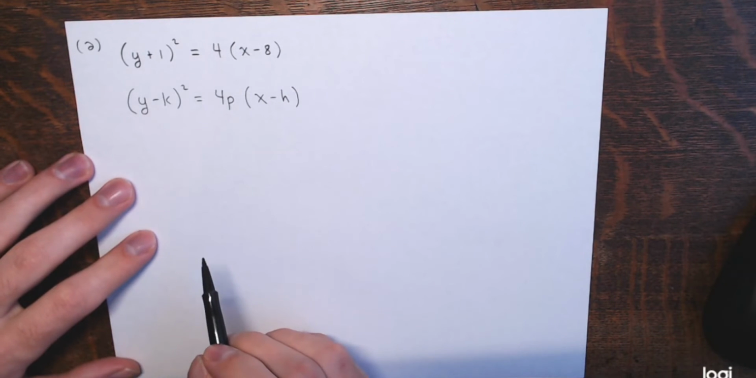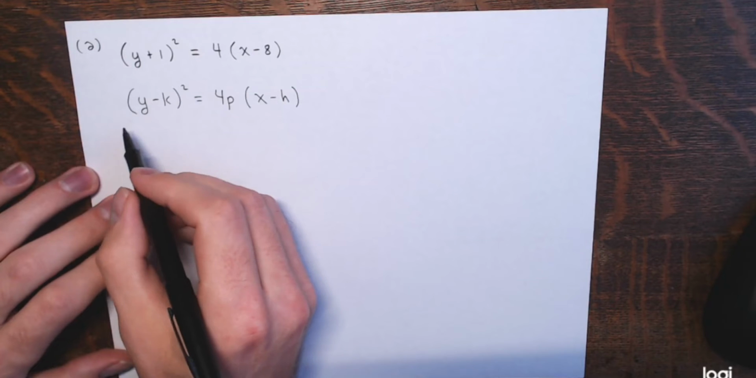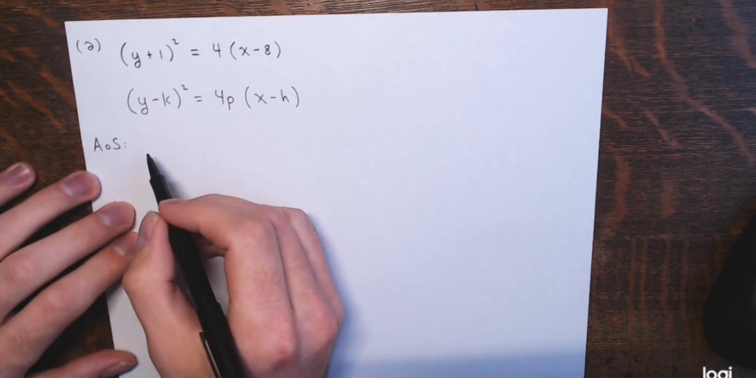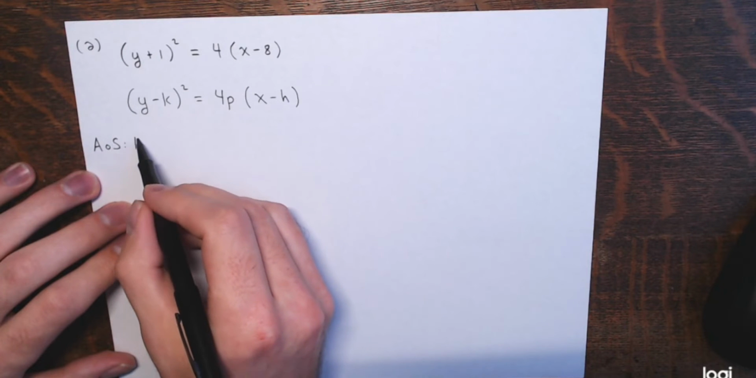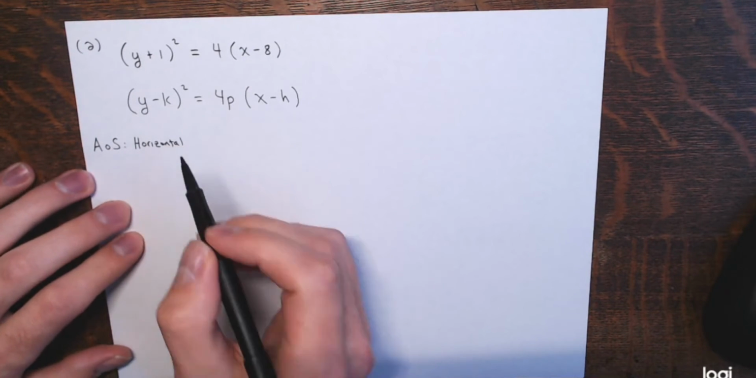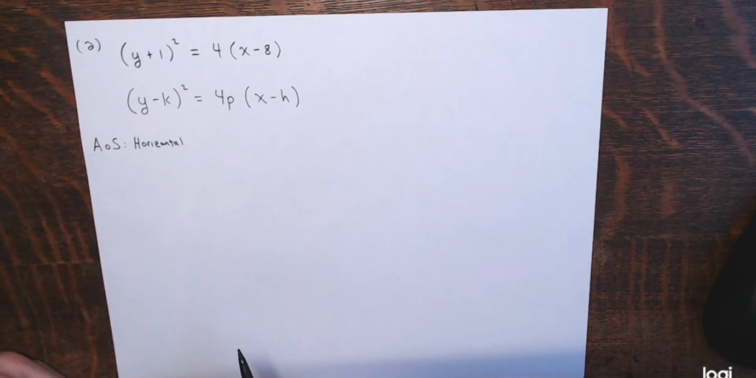So just like in the first example, I can tell you right now that the axis of symmetry is going to be horizontal. It's got to be a horizontal line, and that means that the directrix and the latus rectum are going to be vertical. All right.